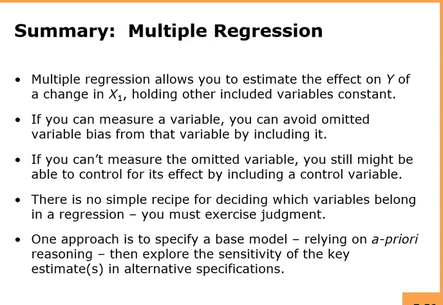So to summarize the case of multiple regressions, multiple regression allows you to estimate the effect on y of a change in x1 holding other included variables constant. If you can measure any sort of causal variables, you should include them in order to avoid omitted variable bias. But if you cannot do that, you should look for control variables which are correlated with those causal effects. And that will be a good thing because that will actually take away from the correlation between the variable of interest and the error term.